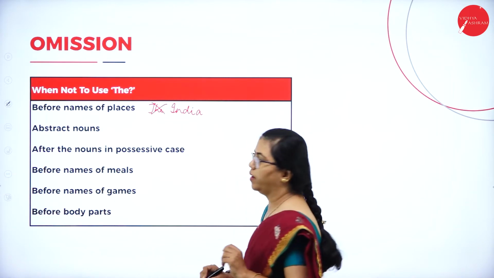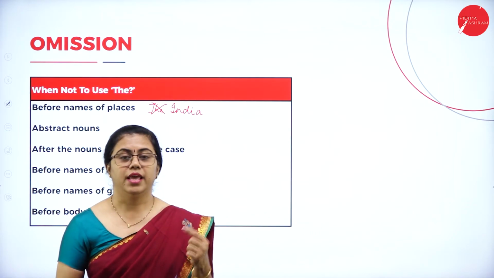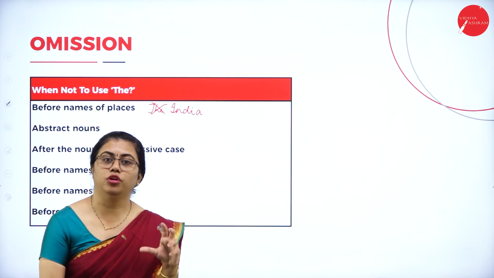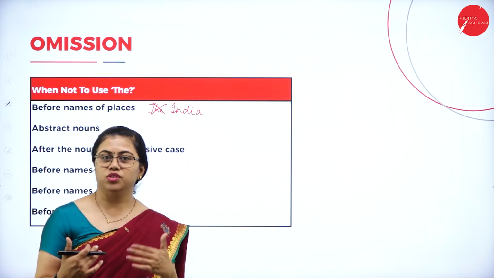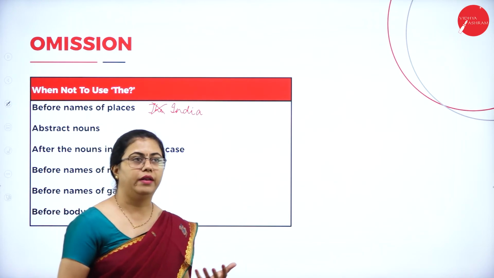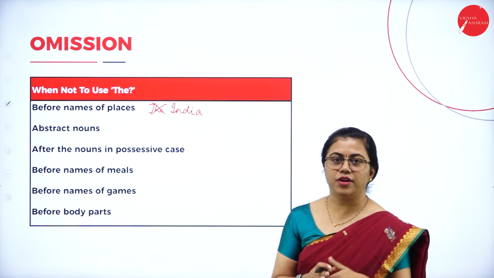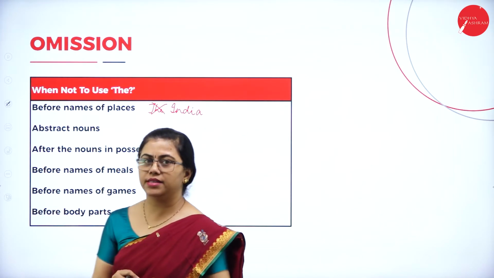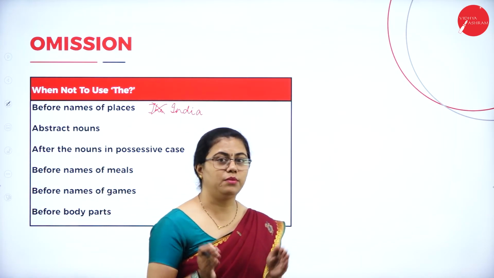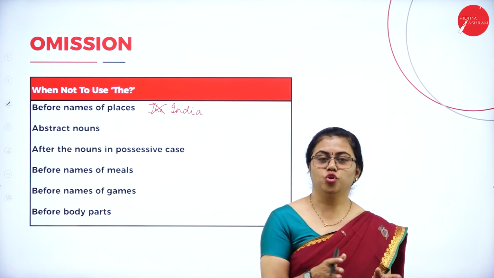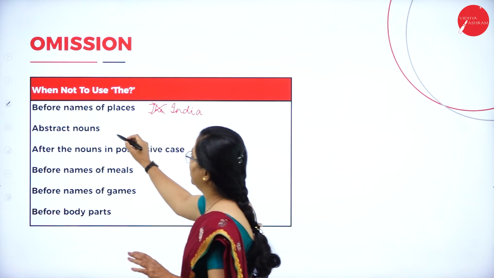It is not required. Then abstract nouns, nouns that cannot be seen or touched, that are out of your five senses, are called abstract nouns. For example, happiness or maybe childhood. There, you don't use the definite article the. You don't say the happiness I enjoyed. That is wrong. When you look at the happiness, you're referring to some particular happiness, so then it can be used. But generally you are not using it. You don't say the happiness.